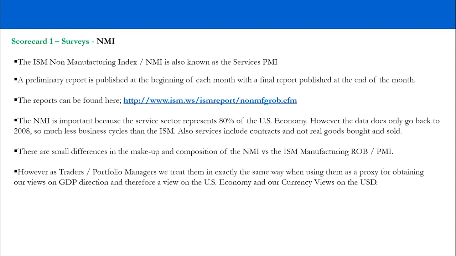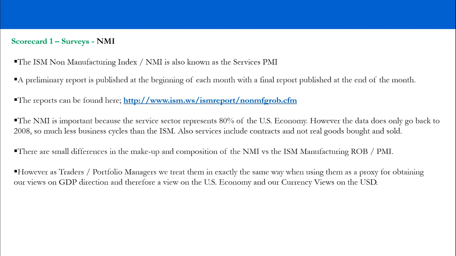But why is it important? Well, the NMI is important because the service sector does make up 80% of the US economy. There are a couple of drawbacks. The data does only go back to 2008, so it's covering much less data and fewer business cycles than the ISM. So we can't have as high a level of confidence in the NMI as we do in the ISM.